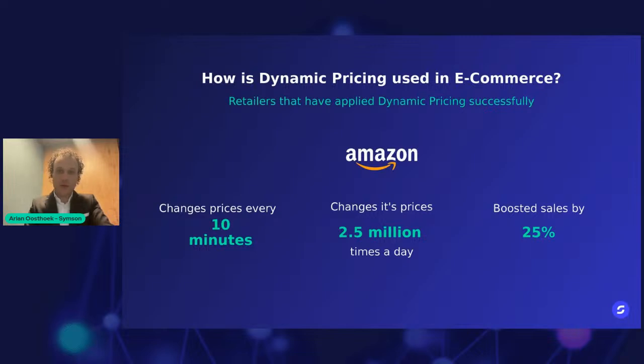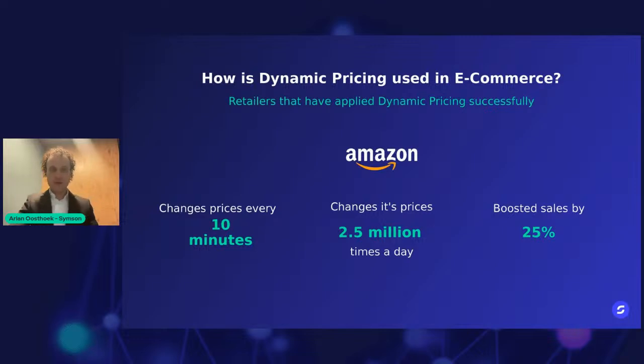Two years ago, we also shared the case of Amazon. I think it's quite a well-known case when it comes to dynamic pricing. Of course, it's a big player, but it gives a best practice for how you can use it. They change their prices every 10 minutes, 2.5 million times a day. Of course, this is not for one product, but for all their products. And the overall business case is that they boosted their sales by 25%.